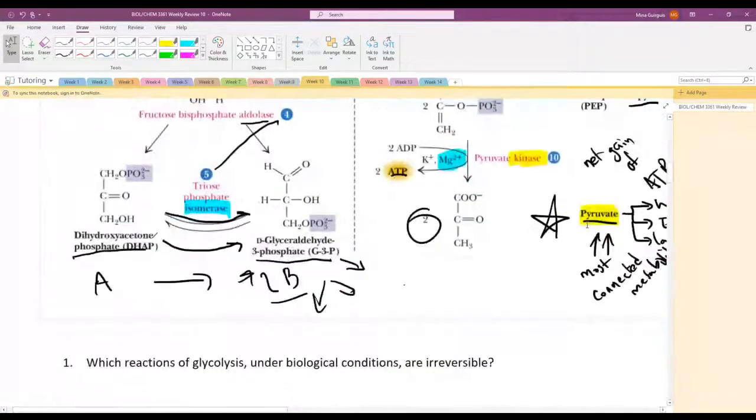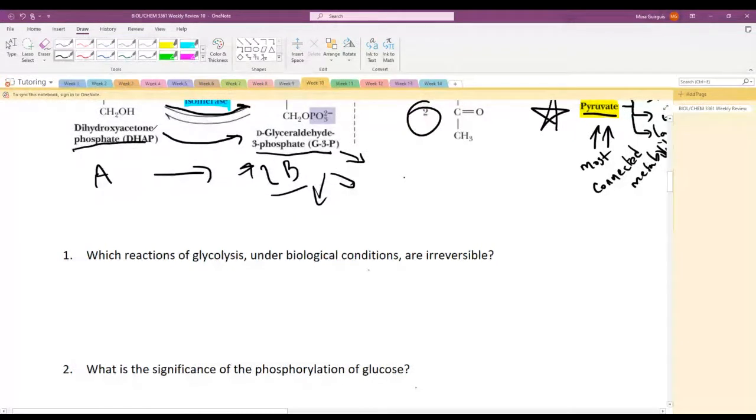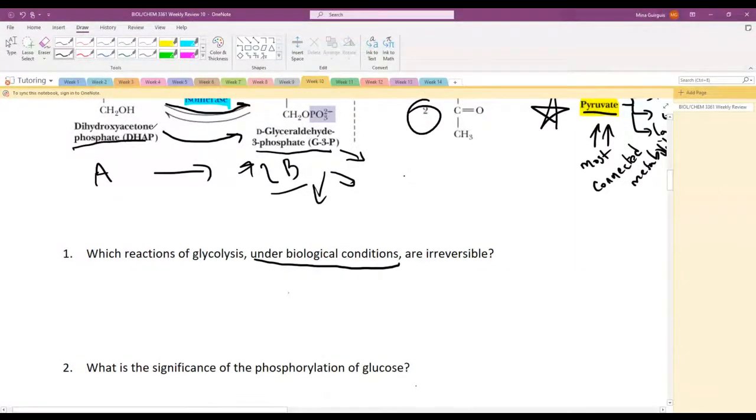All right, so now let's get into some of the questions. Which reactions of glycolysis under biological conditions are irreversible? When I read biological or biochemical conditions, I'm instantly thinking we're not in delta G naught anymore. We're in delta G naught prime.